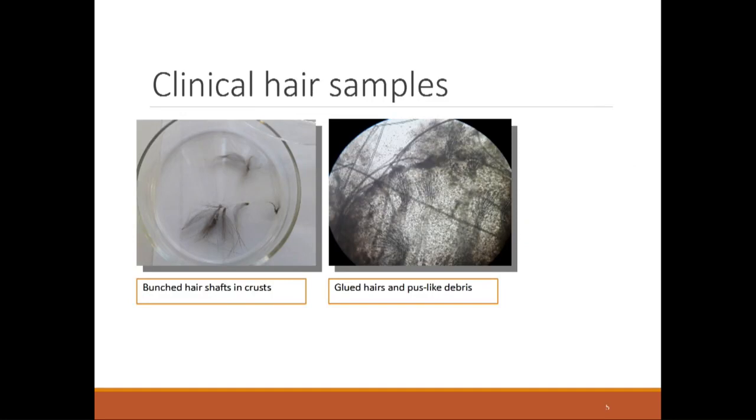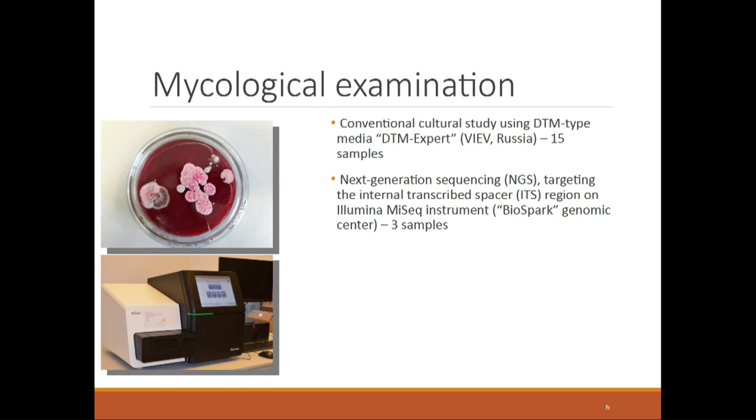Here we can see the hair samples from affected sables. We can see that hairs are glued in bands with crusts, and on microscopy, abundant pus-like debris is observed. So these features indicate the presence of intensive inflammation in affected sites of damaged skin.